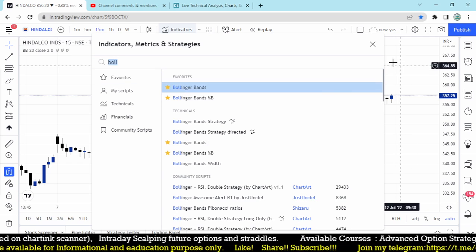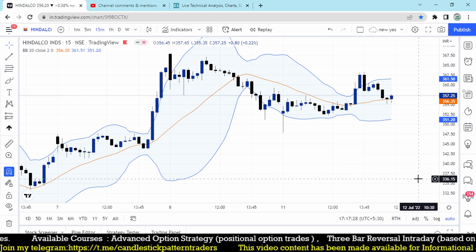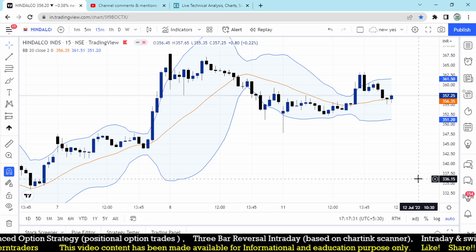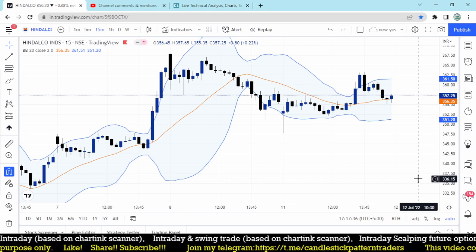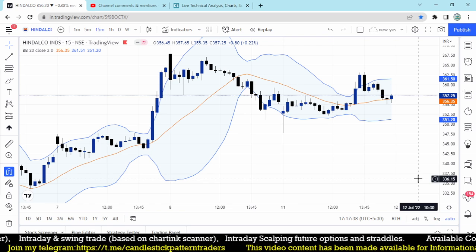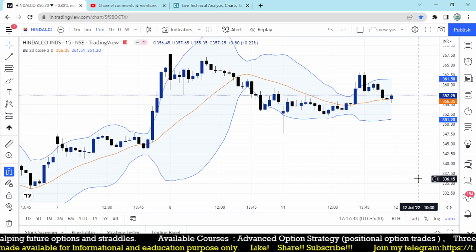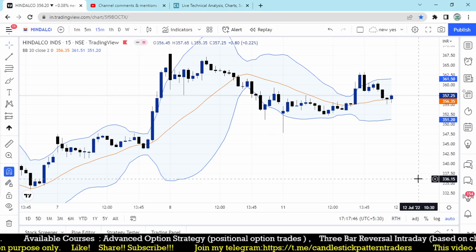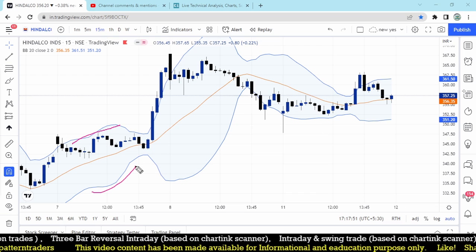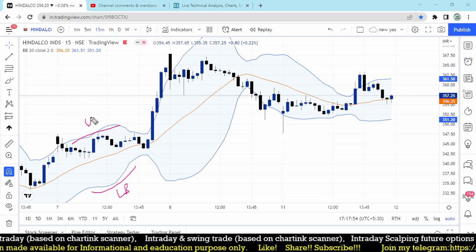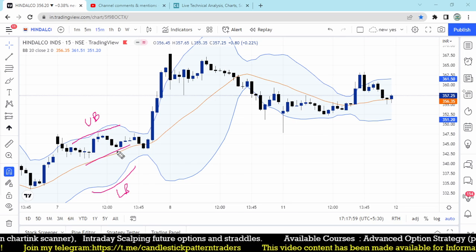Let me add the Bollinger Band here. This is what a Bollinger Band looks like. We can create a lot of strategies using it, but first we should understand the basic logic. I have already created a Bollinger Band scanner which can give you stock selection. The key components are the upper Bollinger Band, the lower Bollinger Band, and the middle moving average line, I think a 20 period moving average.